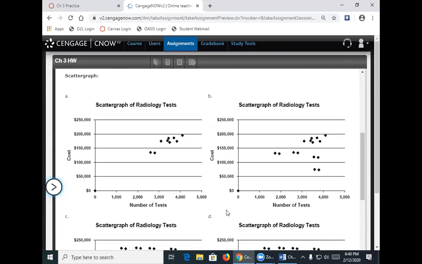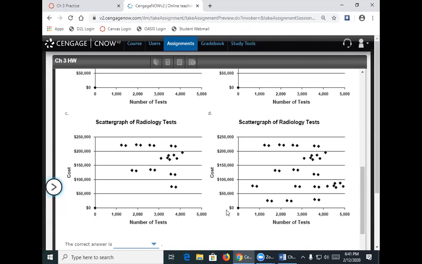Most of the time when you have a scatter graph, you're looking for a line, a linear representation. So that will help you on that one. I could tell you this one could be correct. This one could also be correct because sometimes you have cost outliers. And then C and D look totally bonkers to me.